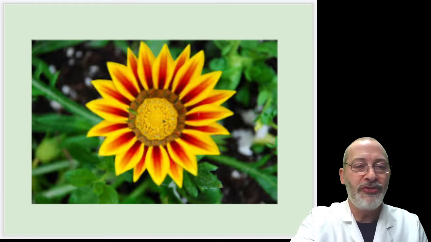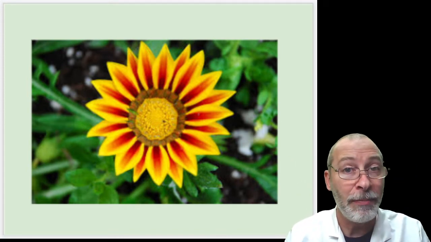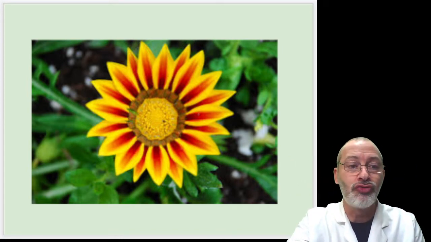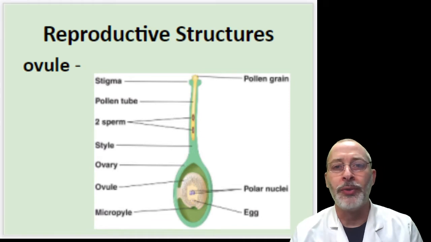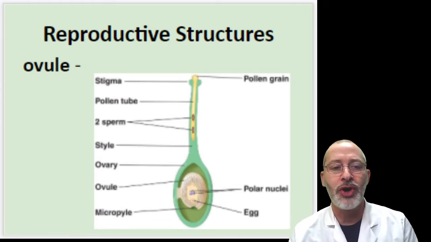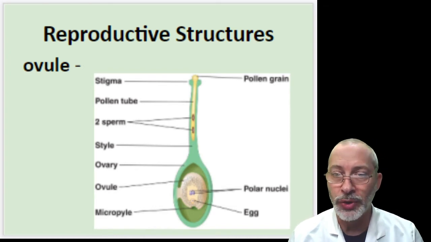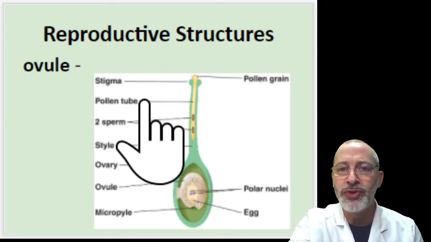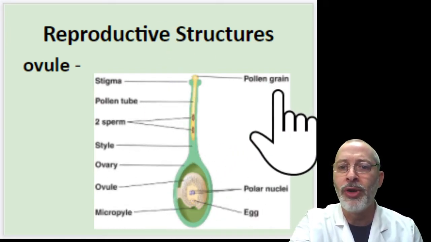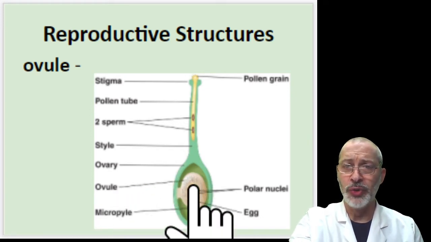So let's move on now to diving in a little bit more in depth into the structure of these beautiful seed plants. So let's begin with the reproductive structures, starting with the ovule. The ovule. Now you can see this diagram here shows the various parts, and we're going to go over all of these parts one at a time. But here is the ovule right here.